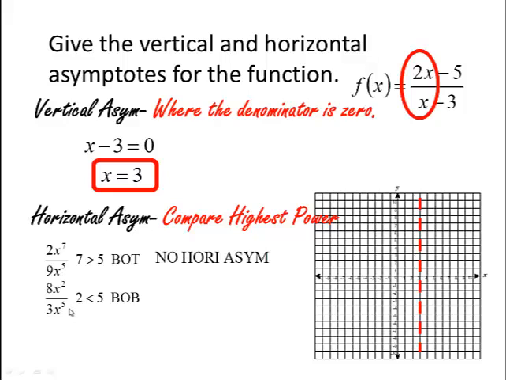If it's bigger on the bottom, then you're going to have y is equal to 0 as your horizontal asymptote. If the exponents on the numerator and denominator are the same, then you take the ratio of the coefficients, in this case it's 3 and 7, that'll give you the horizontal asymptote. And in this case, the exponents are the same, so the ratio of 2 over 1 is 2, and that's your horizontal asymptote.